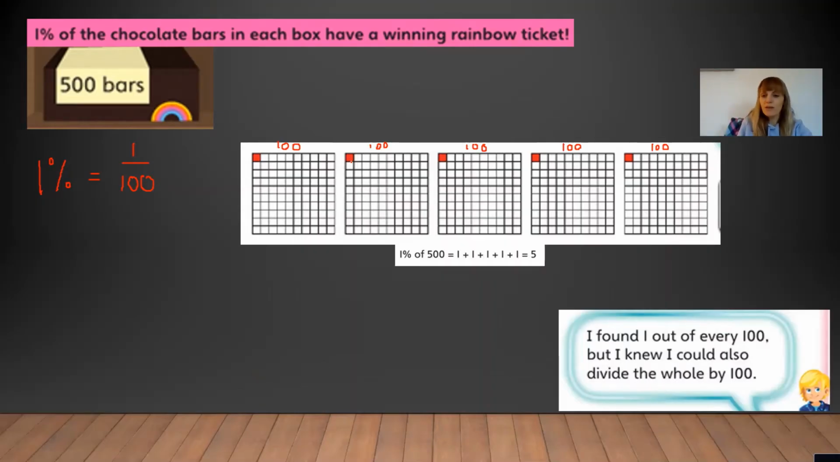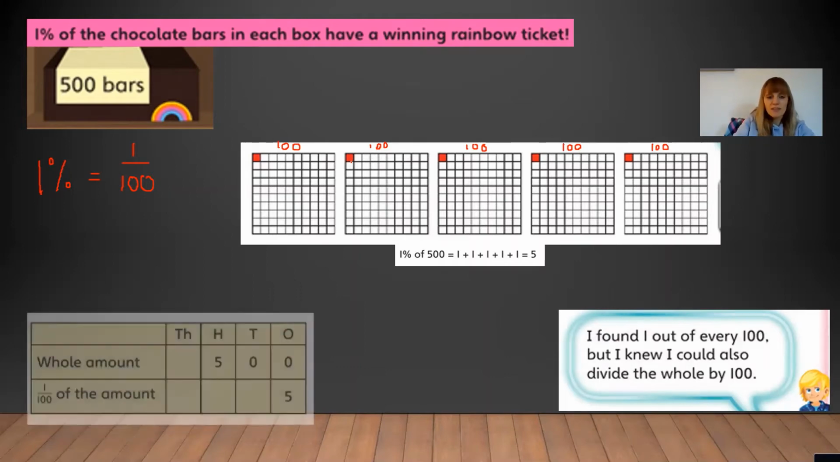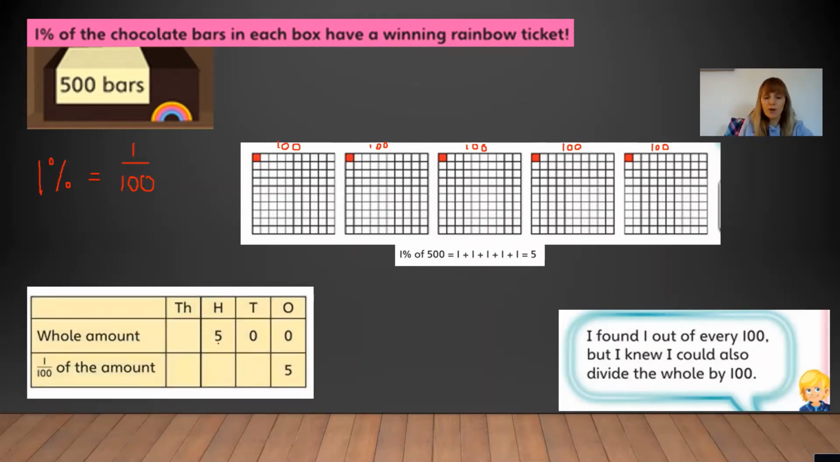Now, there is a better way, I think, of calculating this, because it says down here at the bottom, I found 1 out of every 100. But a quicker way is that you can divide the whole number just by 100. So in this case, our whole number that we've got in the box is 500. And if we divide that by 100, that's going to tell us 1/100th of the amount, which is the same as 1%. So if I want to calculate 1% of 500, all that I need to do is do 500 divided by 100, and that will give me an answer of 5.